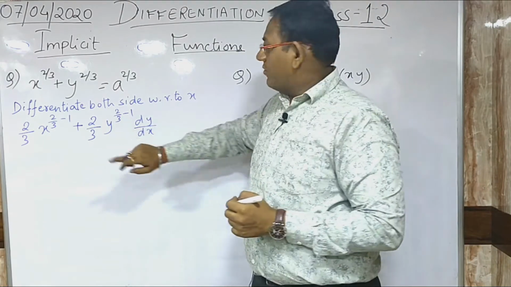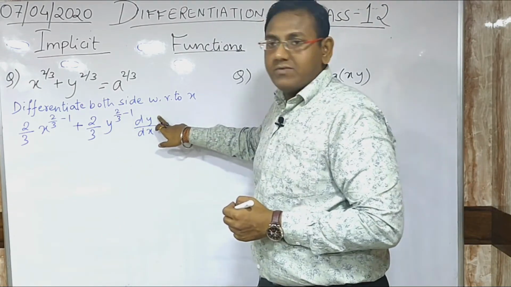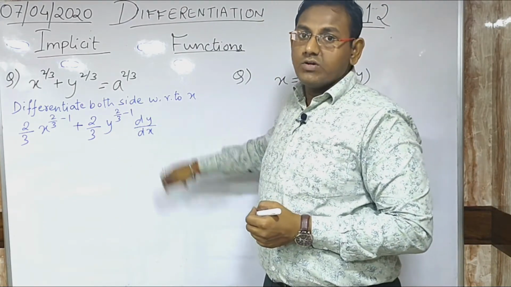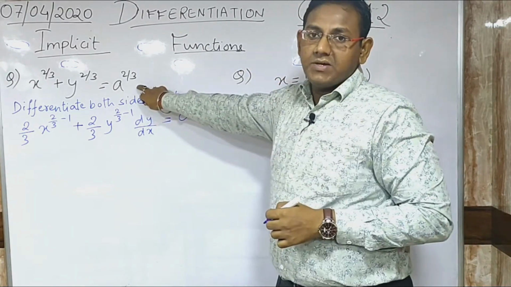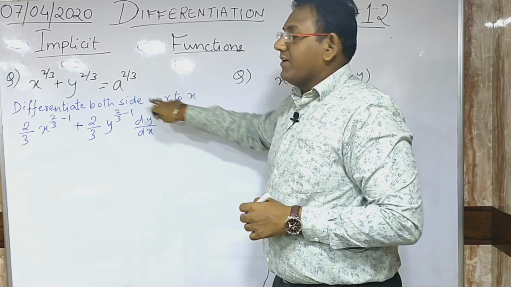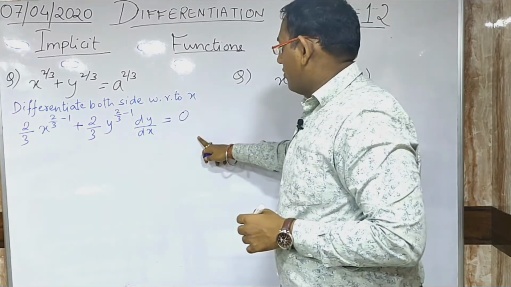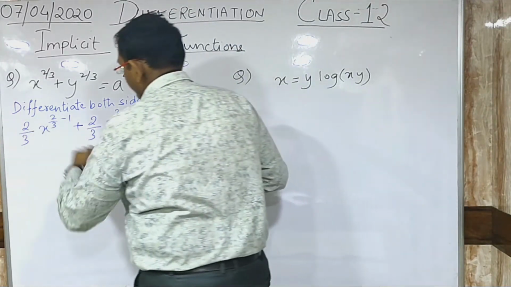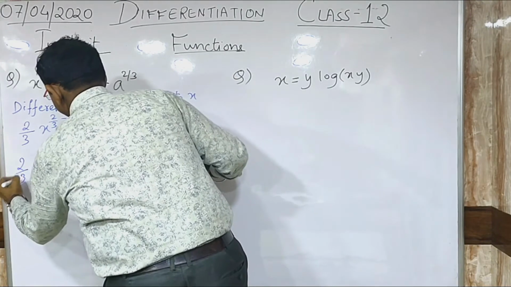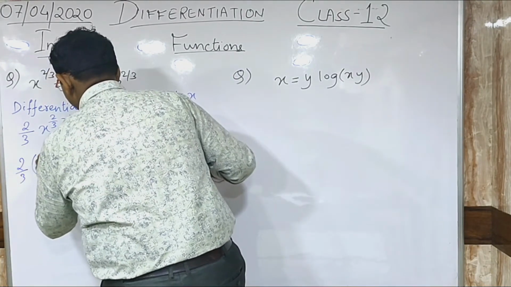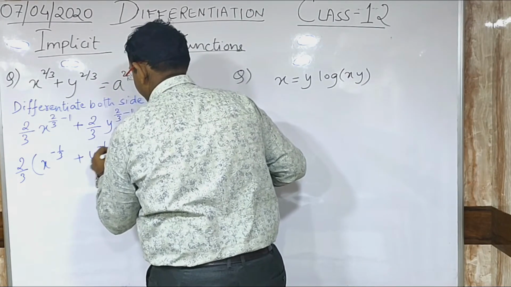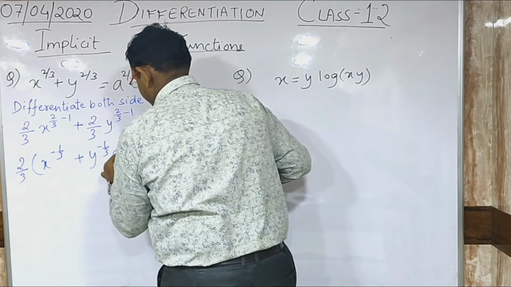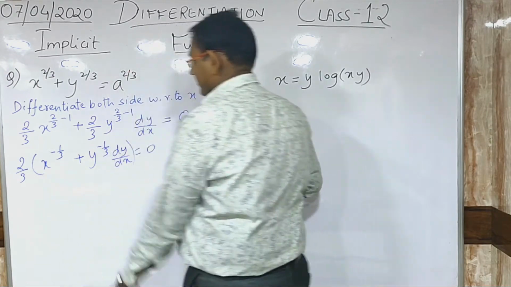Why? The only reason is we are differentiating y with respect to x. These are two different variables. This is equal to 0 because a is basically a constant and the differentiation of a constant is 0. Now if we take 2 by 3 common, we are getting x to the power minus 1 by 3 plus y to the power minus 1 by 3 dy by dx is equal to 0.